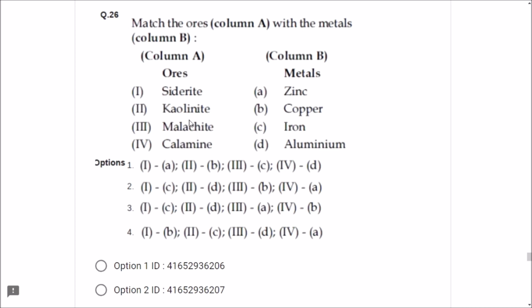Let us see the remaining. Kaolinite, what is it? Kaolinite is rich in aluminium, yes. 2 also shows both belong to aluminium. Option number 3, malachite. This ore is rich in copper. So 1 is C, 2 is D, 3 is B, that is copper. What is left over? Calamine, that is zinc. So option 2 is the correct option, students.